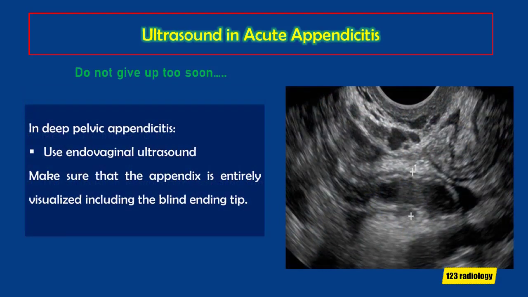In deep pelvic appendicitis in women, you can use endovaginal ultrasound. Make sure that the appendix is entirely visualized, including the blind ending tip. Because if you had tip appendicitis, you will miss it if you didn't visualize the entire appendix.